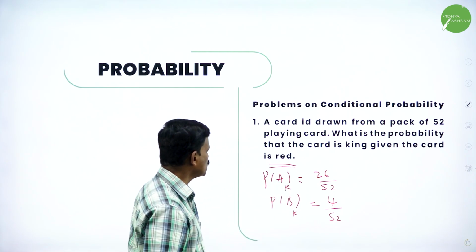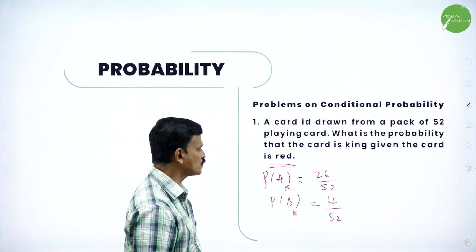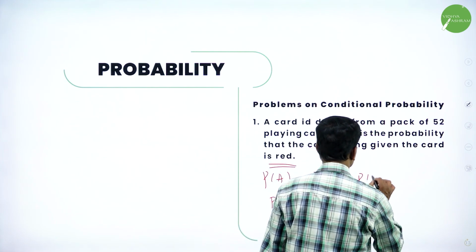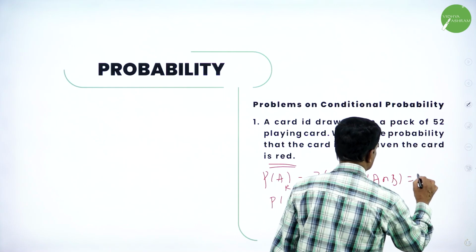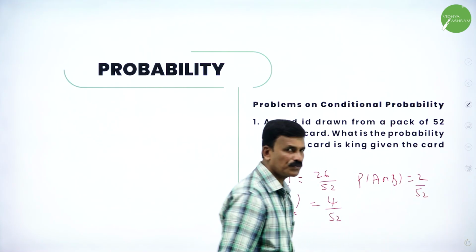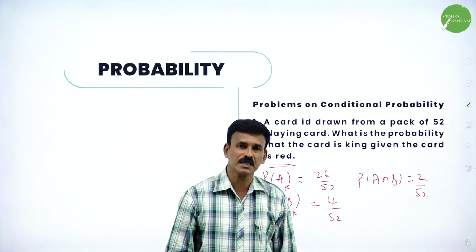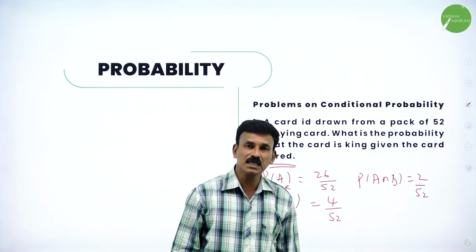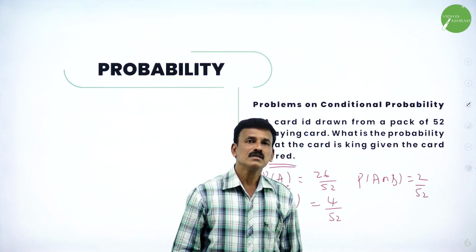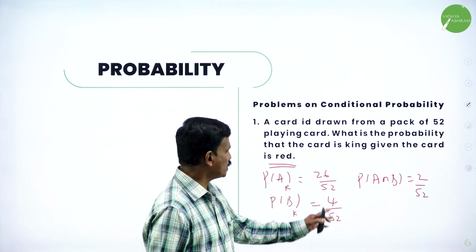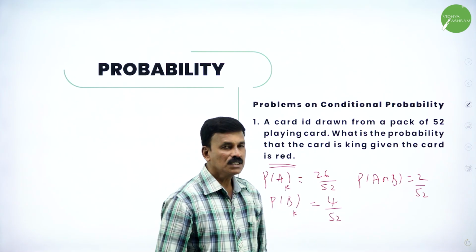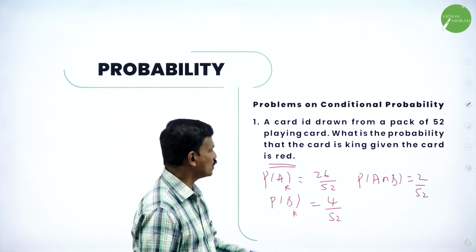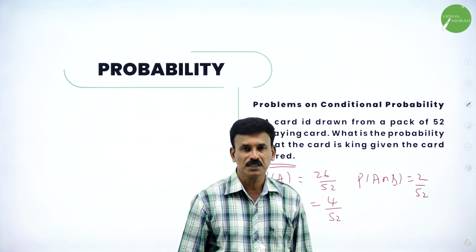So probability of A is 26 by 52. Probability of B is 4 divided by 52. Now probability of A intersection B is equal to 2 divided by 52, because the king cards of diamond and heart are red. So here the probability of A is 26 by 52, probability of B is 4 by 52, and probability of A intersection B is equal to 2 by 52.